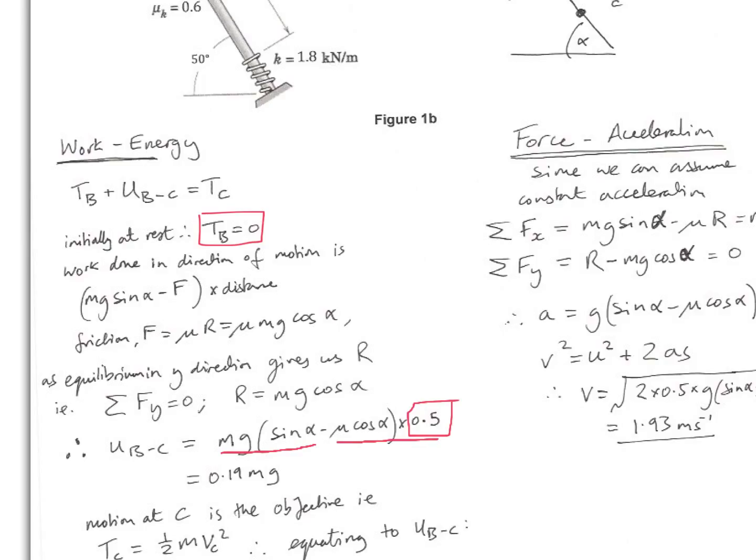Now, in order to find the friction, you have to go back a step and work out what is the reaction force. And the reaction force R is going to be equal to the components.